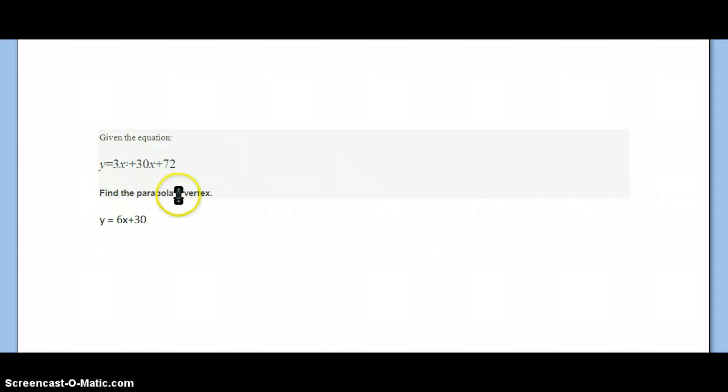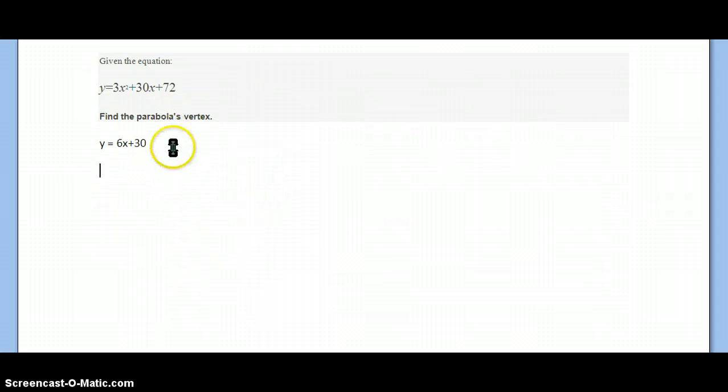So let's go to our next line over here. Then what happens next is we want to find x, so we set y to 0. So 0 equals 6x plus 30. If you subtract 30 from both sides, it will be negative 30 equals 6x. Then you divide, so it'll be negative 30 divided by 6 equals x. And you know that that's negative 5. So negative 5 equals x.